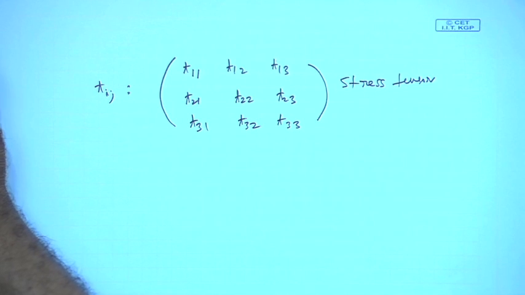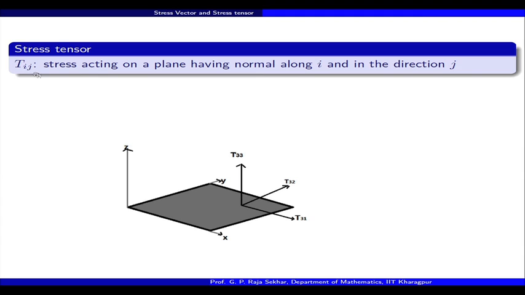To be more precise, this is what I indicated. T ij is the stress acting on a plane having normal along i and in the direction j. Let us take an example. This is the plane, you can see the normal is along k, the z axis. Therefore, this is the stress acting on a surface having normal along z, with the x component, normal along z, y component, normal along z, z component. So, these are the corresponding stress components.